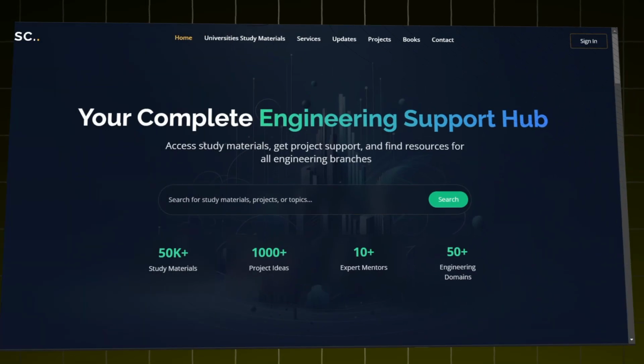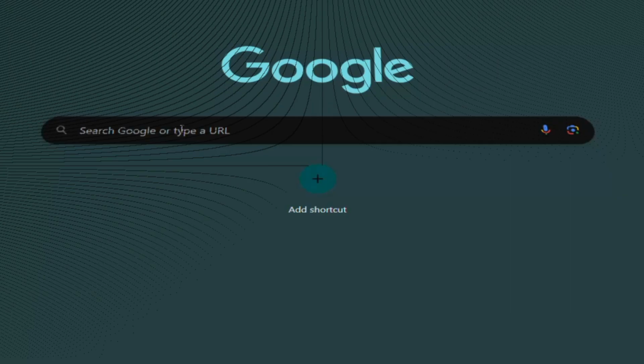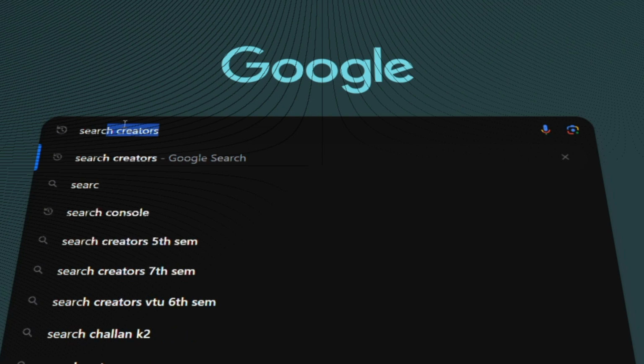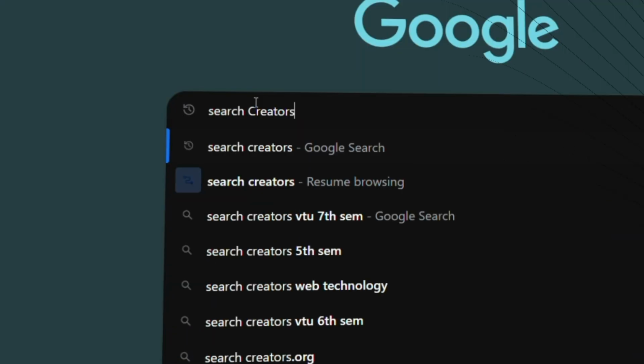How to access our website. Go to any browser and type Search Creators. Click on the first link.